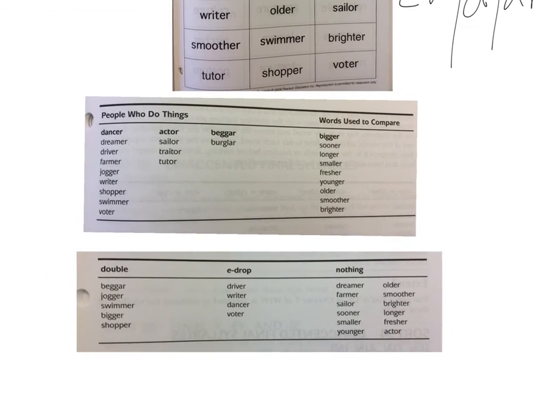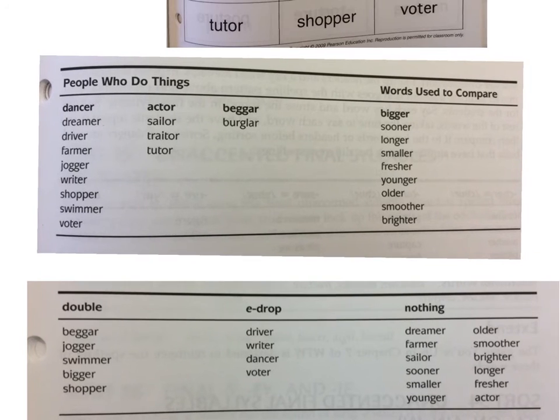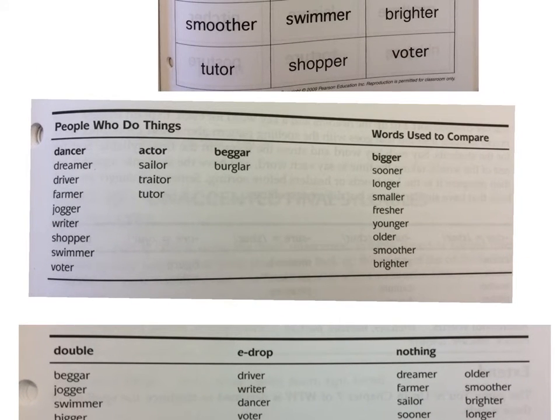Here it comes. So, you see two sorts here. The first one is the people who do things. You have your ER, OR, and AR words, and then you have your words used to compare. Notice all of these are ER ending. Just a little aside there.